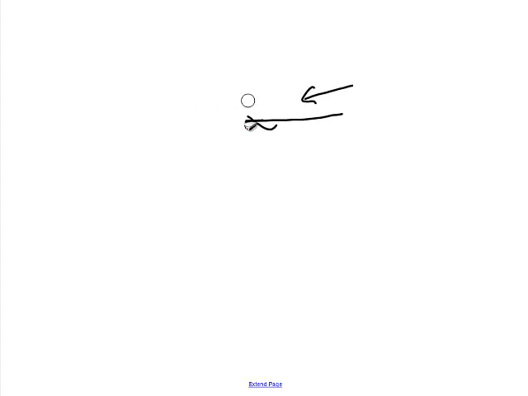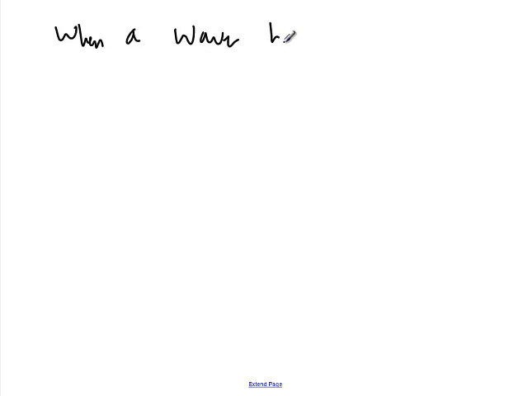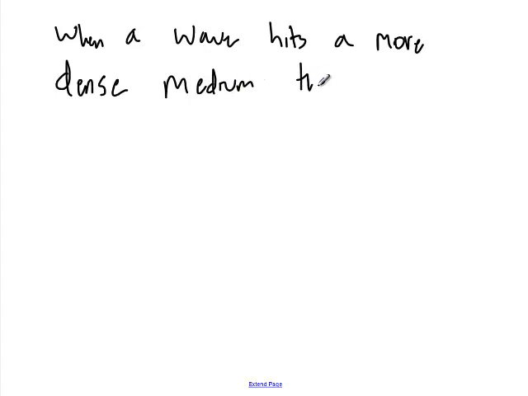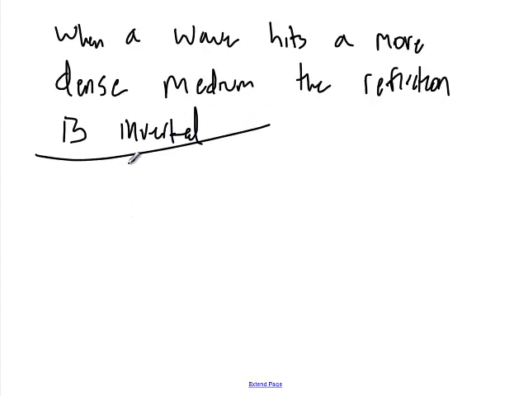Okay, and I can't model this one very well, but usually what we say is, and this fits our description, when a wave hits a more dense medium, so more mass per unit volume, the reflection is inverted. Okay, and this is for a transverse wave, or a wave on a rope, or a wave on a wire. For a longitudinal wave, we actually get a slightly different kind of thing.